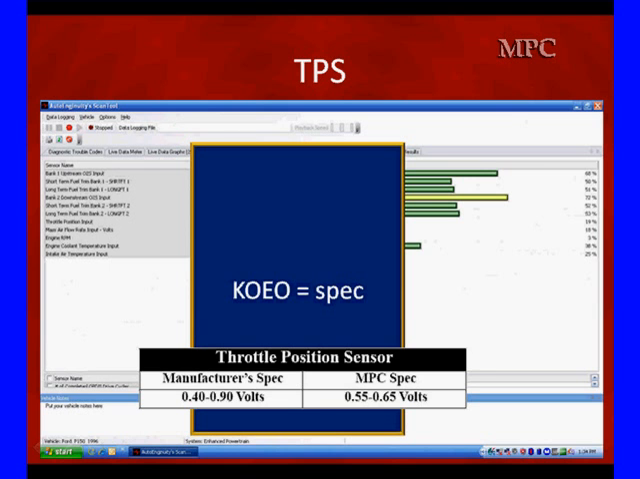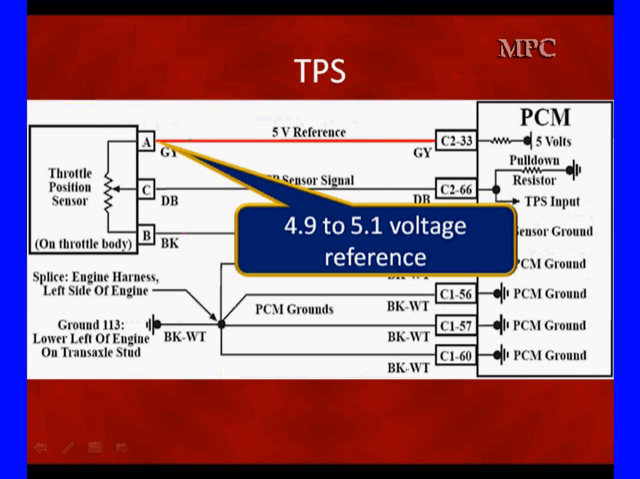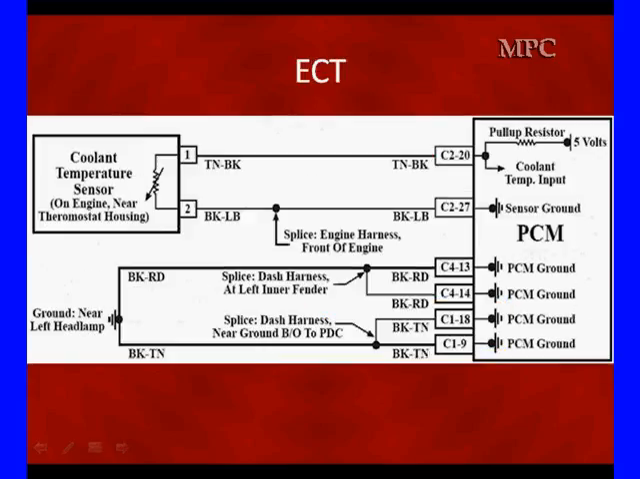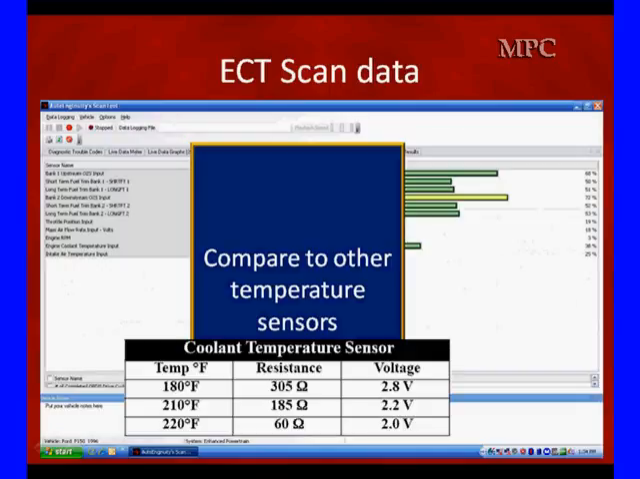Take as much information as you can get. When it's wrong, verify reference, ground, change the sensor if it can't read correctly. Coolant, got to read temperature. We like to use voltage. Get a specification system that shows you voltage. On this particular GM, we're looking for about 2.2 volts at 210 degrees, up to about 2 volts at 220.